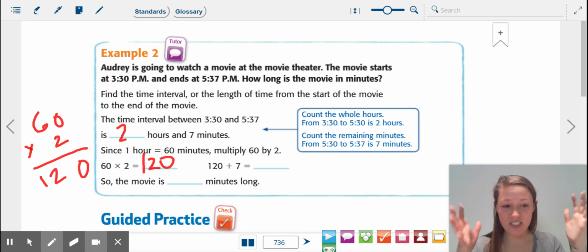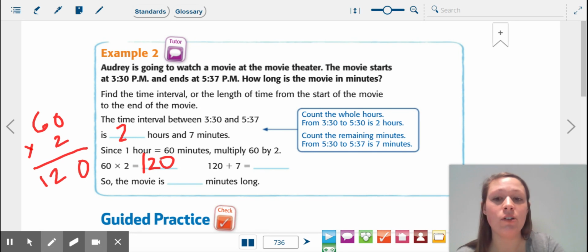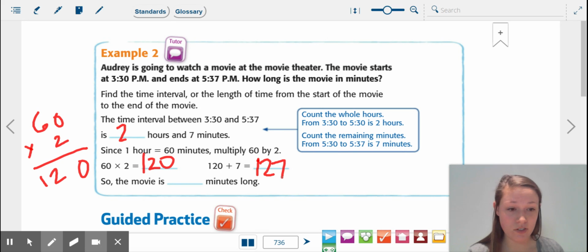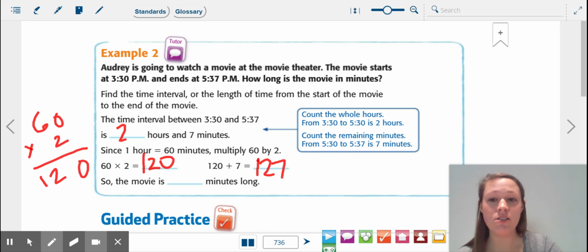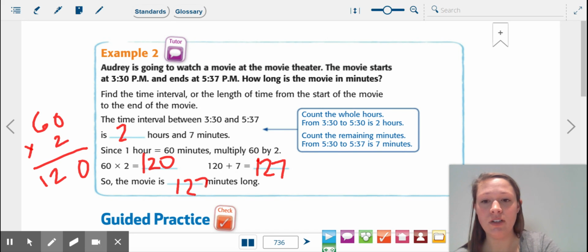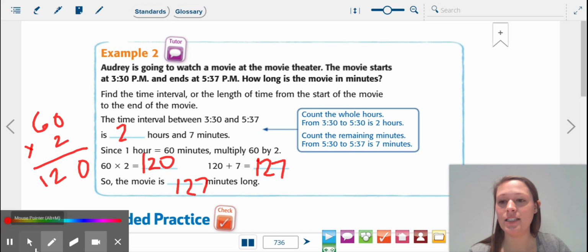But we're not finished, because that's just the hour part. We need to make sure we include those little 7 minutes where it went over, okay? So you go to the side, 120 plus 7 equals 127 minutes. So the movie is 127 minutes long. Erase.